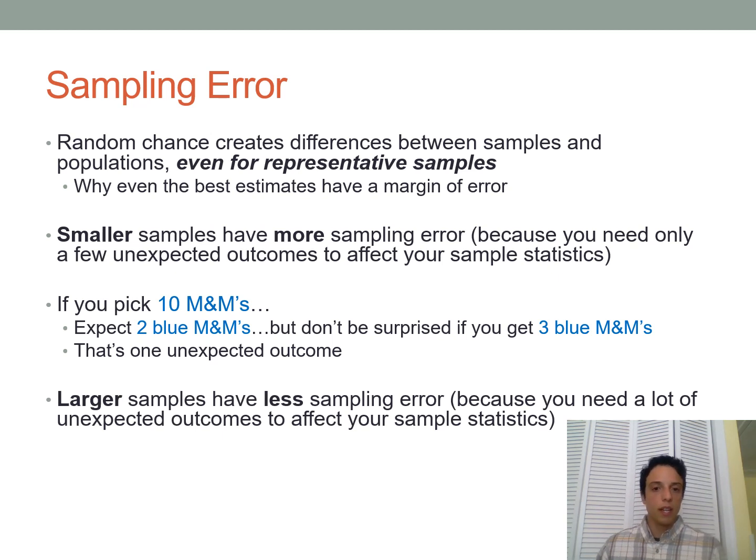But the larger your sample, the smaller your sampling error is likely to be. Because for your sample to be really different from your population, you have to have a whole bunch of unexpected or unlikely outcomes all happen in that same sampling process.